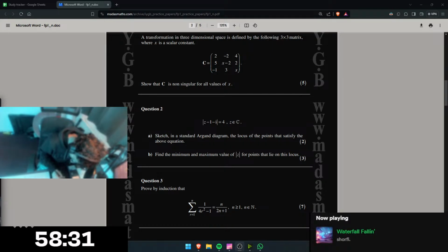Assume for n equals k. Proof by induction is a pretty simple process once you get the hang of it. This implies that f of k equals k over 2k plus 1. Prove for n equals k plus 1.